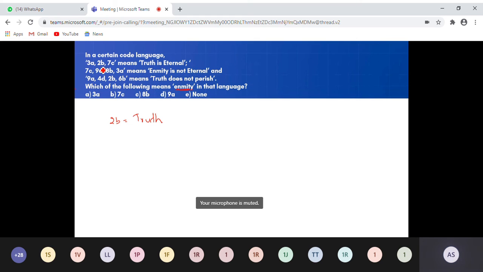So if 2B is truth, let's compare these two. What's common in the first two then? 3A, 7C, 3A, 7C. So what's common here? Is eternal, is eternal. So 7C and 3A are "is" and "eternal". And 2B we know is truth.